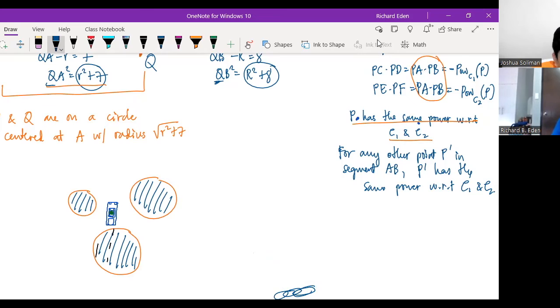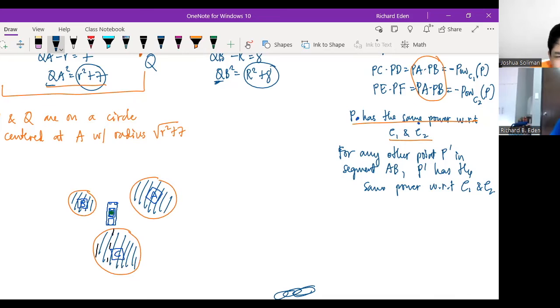And then this car is lost somewhere in the desert and doesn't know where it is. The car is asking for help, but the car cannot give its exact location. However, the car has a device which can output its power with respect to each of the 3 circles.